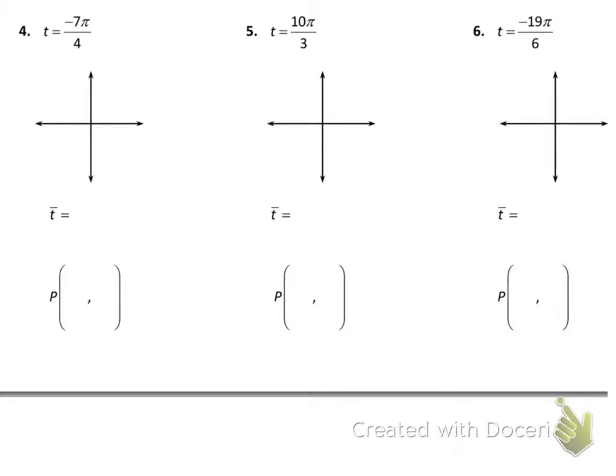Okay, so for number 4, negative 7 pi over 4, we need to go the length of 7 pi over 4, which usually in the positive direction ends in quadrant 4. But now if we're going negative, it's going to end in quadrant 1. So this is going in this direction and ending there. That is 7 pi over 4.